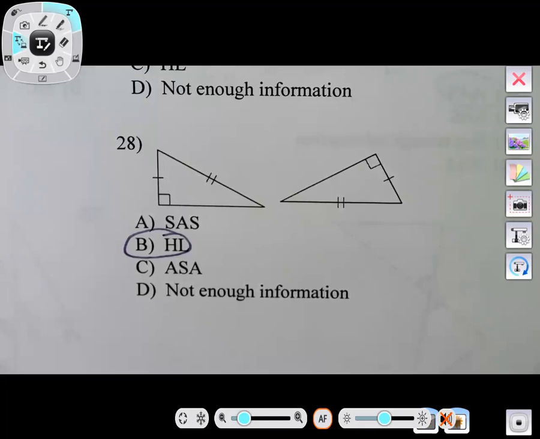Okay, so I'm again not assigning any official homework, but if you remember on CUDA, there is an assignment called Extra Practice on Proving Triangles Congruent. You should do that. It's so helpful. Just to practice them. Okay?